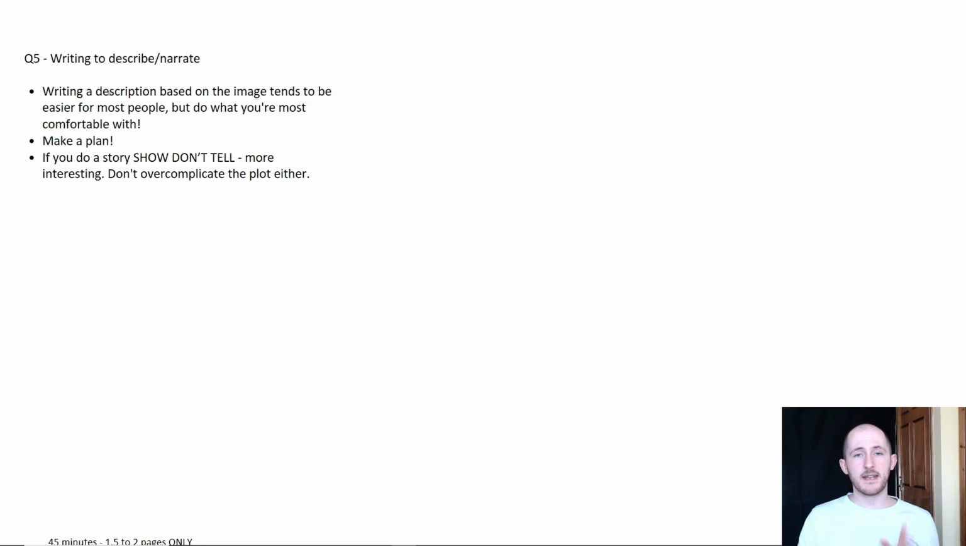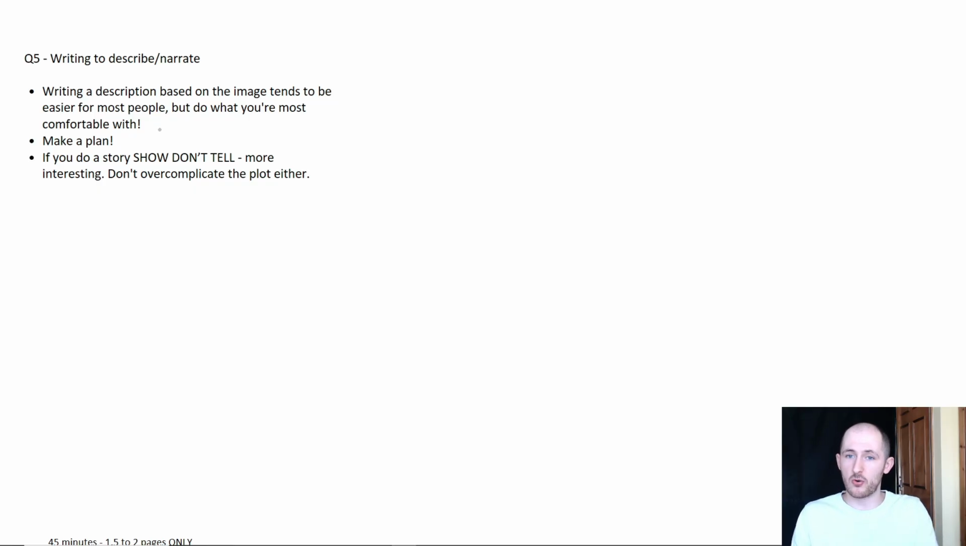Now, for 99% of people, writing a description based on the image is easier because, A, you have a visual stimulus, right? It will help you. Your brain will automatically come up with links and connotations when you look at a picture. So if you look at a picture of a beach, what are the connotations? Well, it's nice and warm, it's sunny, there's family, you know, you're just instantly doing it. You don't need to think about it.